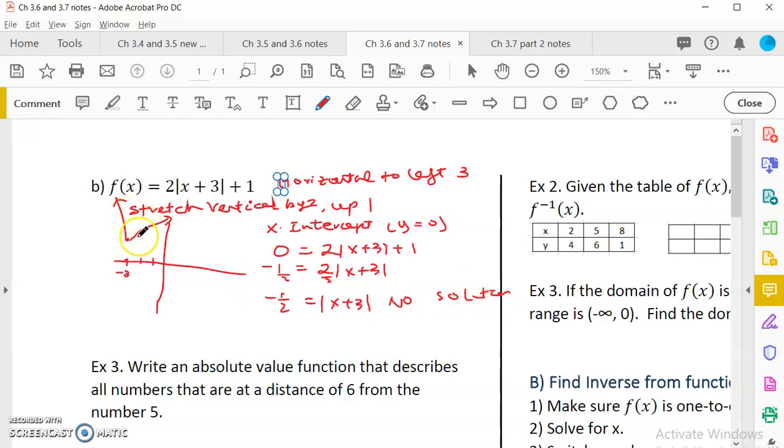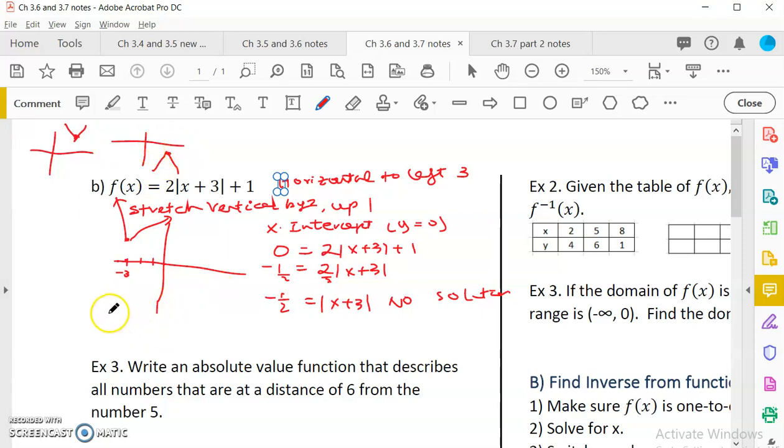And you can see that the graph would never have an x-intercept, because the corner point is above the x-axis and it's facing up. So this is one of the cases where there is no x-intercept. The other case would be if you have a graph like this. This is one case: your corner point is above and you're facing up, or your corner point is below and you're facing down. So these are the two cases where there is no x-intercept.